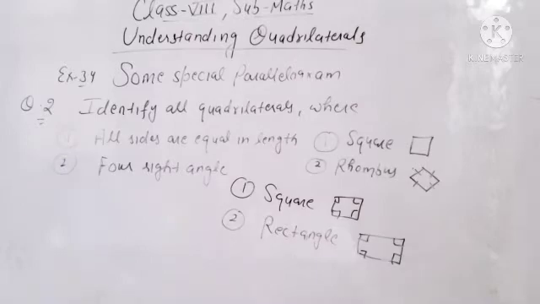Next question number 3. Explain how a square is a quadrilateral.